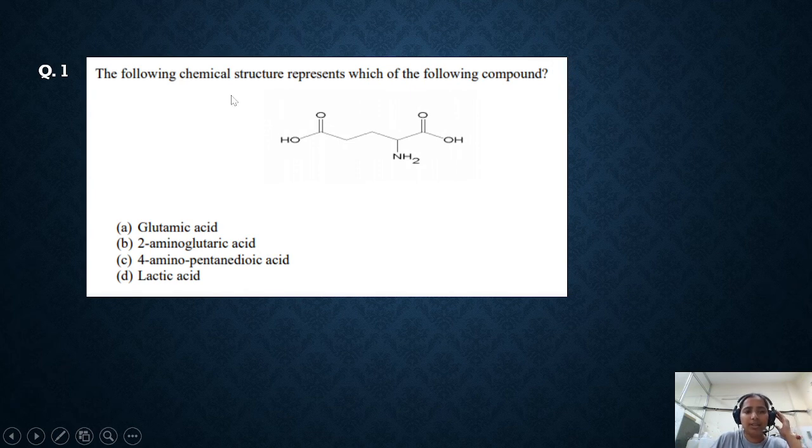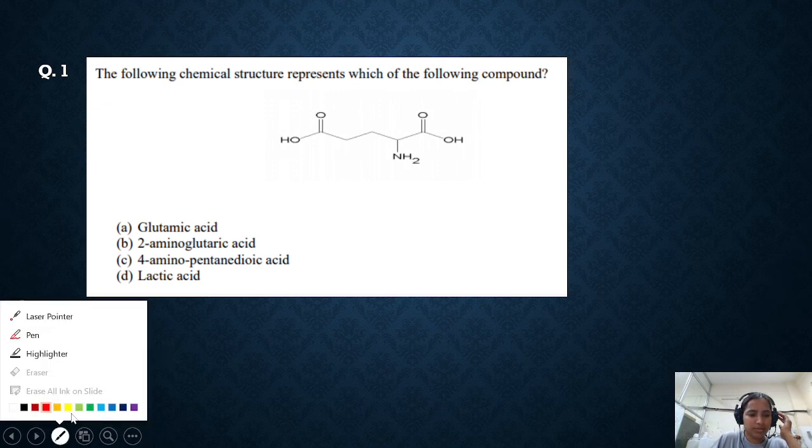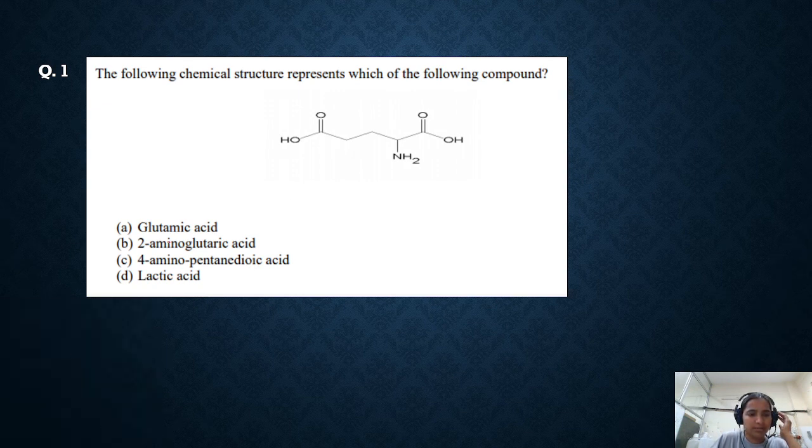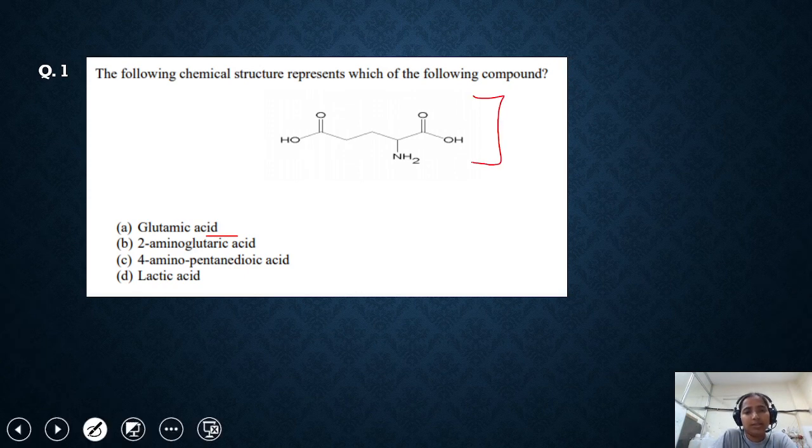The following chemical structure represents which of the following compounds? There are four different options given. The first one is glutamic acid, the second is 2-amino glutaric acid, the third is 4-amino pentadioic acid, and the fourth option is lactic acid. So we have to identify this chemical structure.